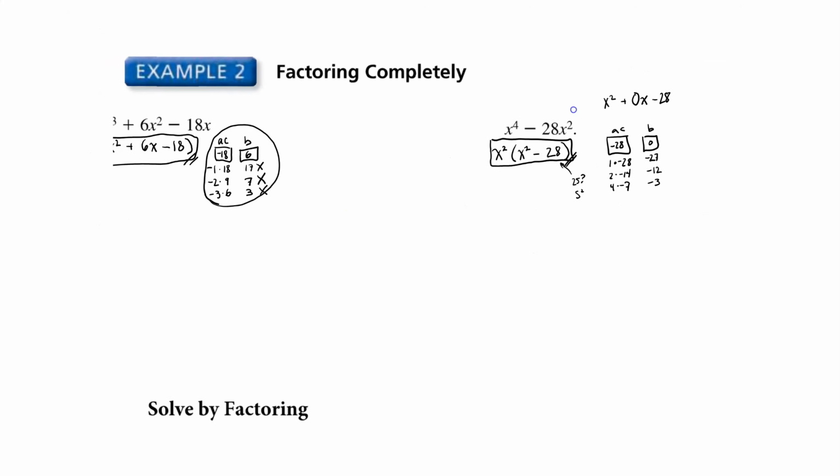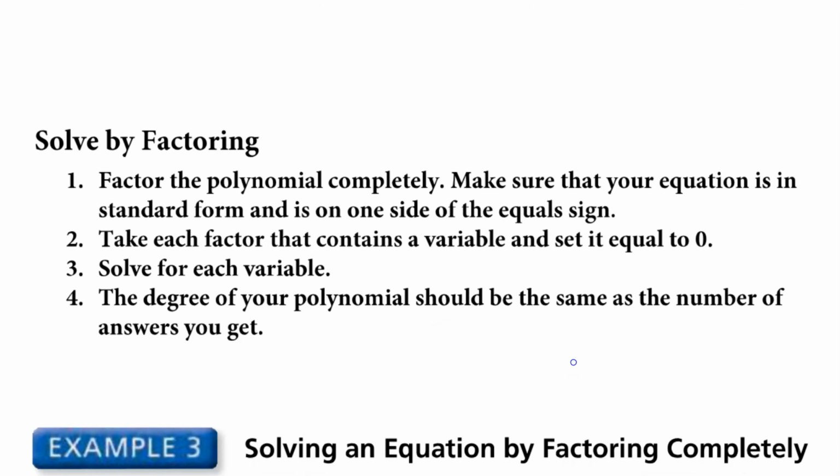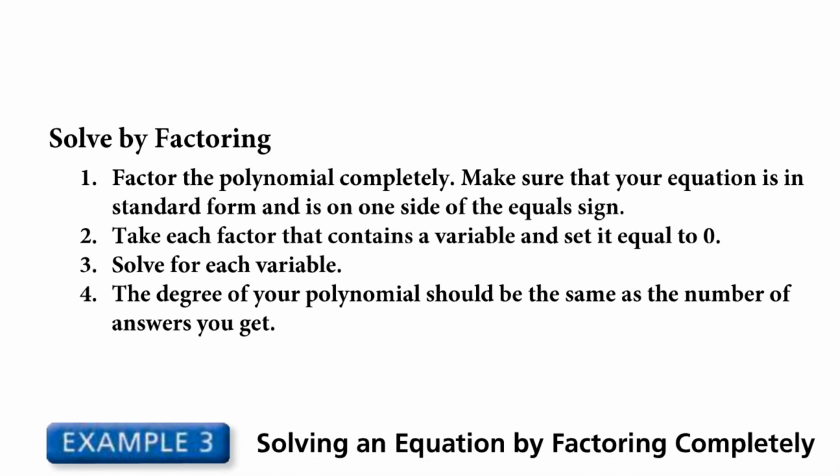All right, we're going to move down. So to solve things by factoring: 1, you factor the polynomial completely. Make sure that your equation is in standard form and is on one side of the equal sign. Number 2, take each factor that contains a variable and set it equal to 0. I'm going to go through an example to show you what this looks like in just a moment. Step 3, solve for each variable. Step 4, the degree of your polynomial should be the same as the number of answers you get.